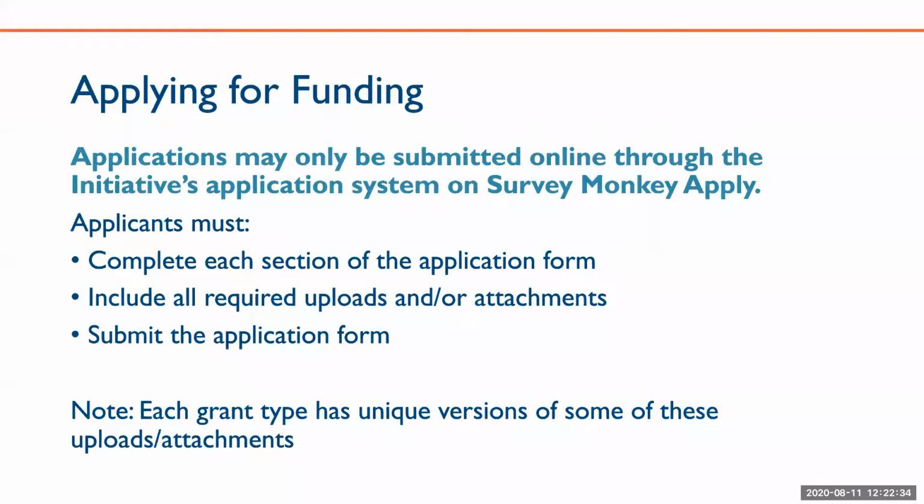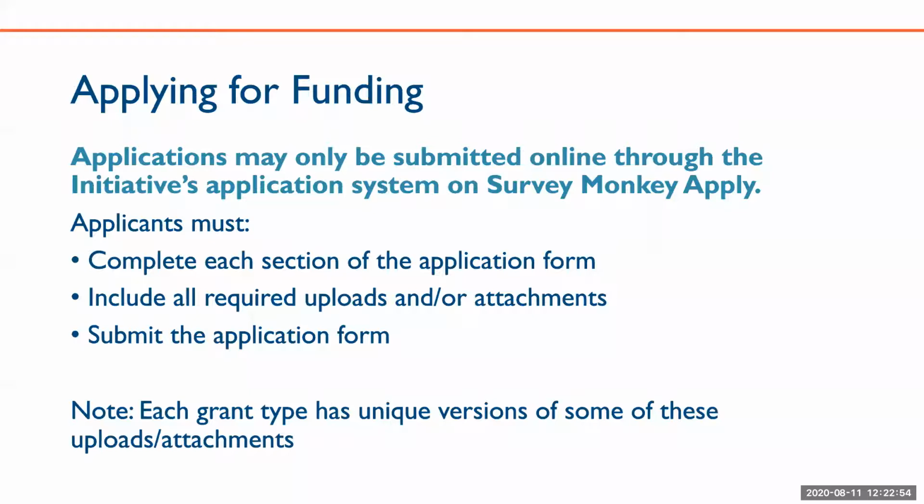Applicants must also submit the application form. It's important to make sure that your proposal is fully submitted. You should, at submission, receive an email confirmation from the SurveyMonkey Apply platform. If you don't receive an email confirmation, check your application or email us at stevens.initiative@aspeninstitute.org.